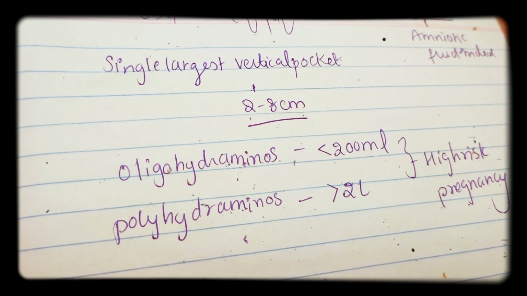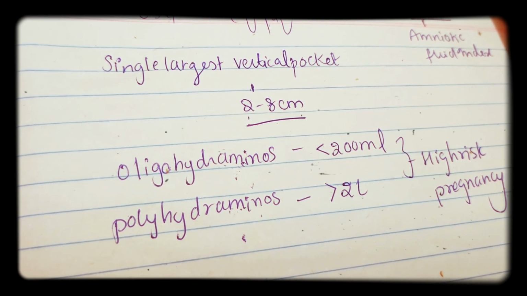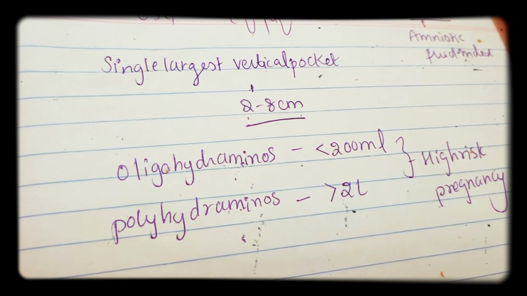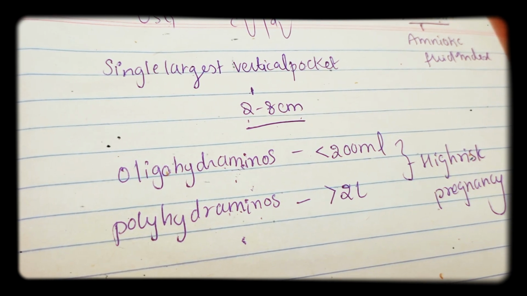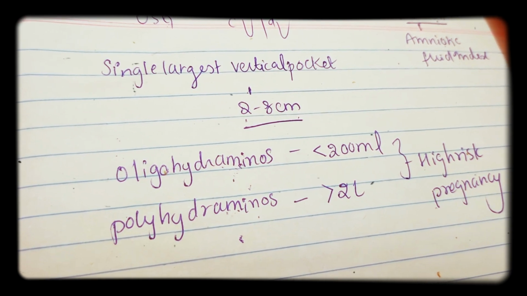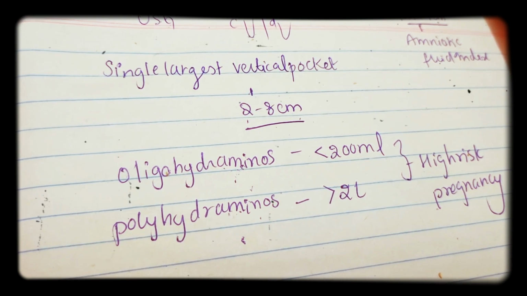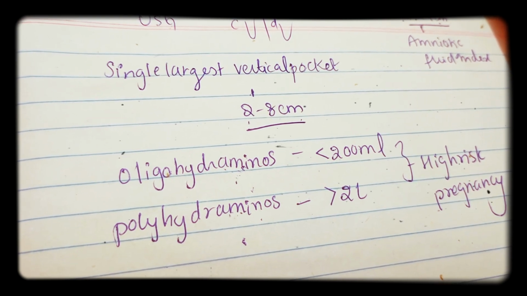So this is all about the introduction part, where we have discussed mainly how to measure the amniotic fluid, what the color and its conditions are, and what the basics of amniotic fluid are. In the next video, we will mainly discuss polyhydramnios and oligohydramnios.